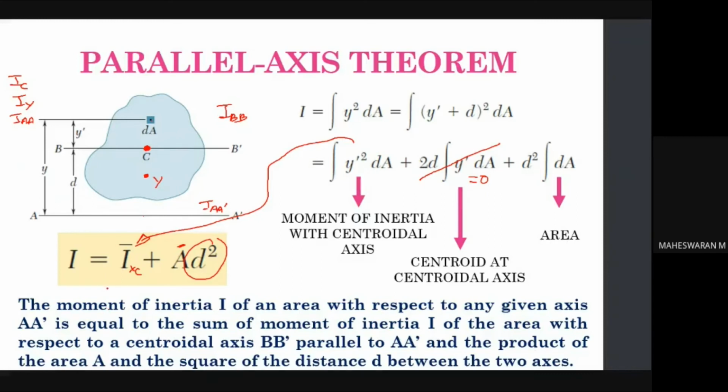The same thing is written as a statement. The moment of inertia of an area with respect to a given axis AA dash is equal to the sum of the moment of inertia of the area with respect to the centroidal axis BB dash, parallel to AA dash, and the product of the area and the square of the distance between the two axes.